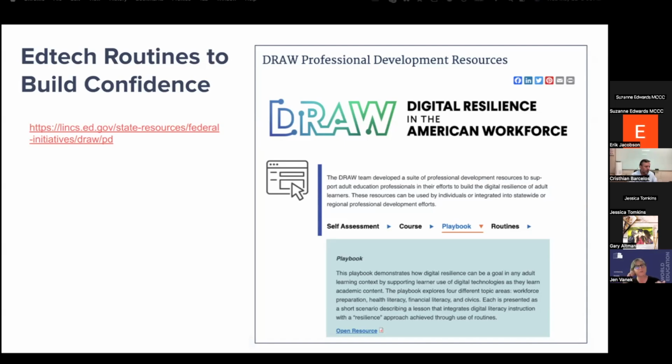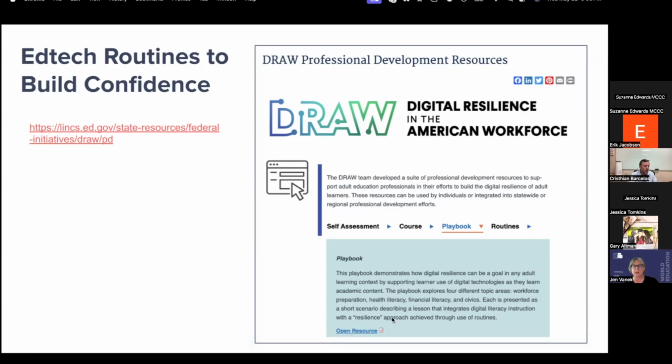Another thing that you could do, so the students are used to the routine of doing exit tickets, you could just bring in a different technology to do that. Like you could use a quizzing software like Menti or something. But the idea is repeated use, so they're building the confidence, the skills, and the awareness. Another way, you can find a bunch of routines. I encourage you to go to the Draw site.